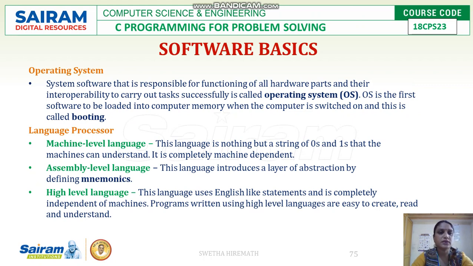Coming to the first part, the operating system. So what exactly is an operating system? It is a system software which is responsible for the functioning of all the hardware parts of a computer system, and their interoperability to carry out tasks successfully. The operating system is the first software to be loaded into the computer whenever we switch on our system. Automatically this software, the operating system, will be booted.